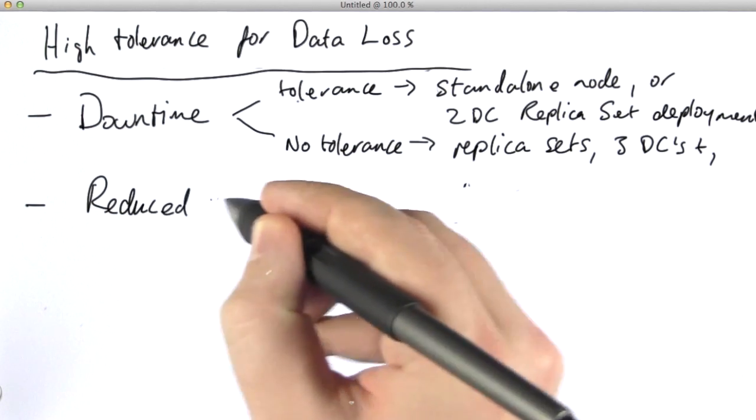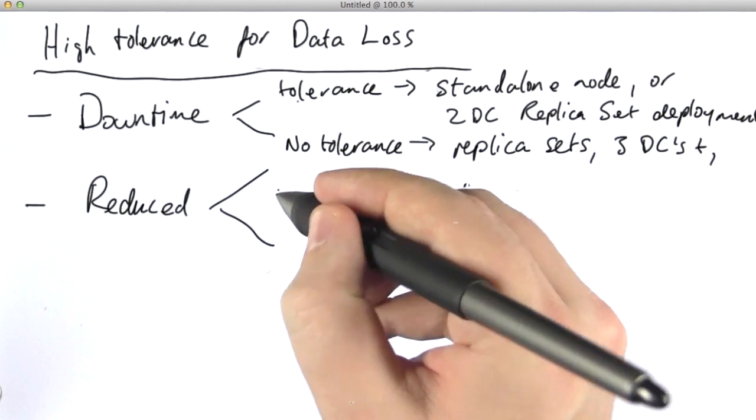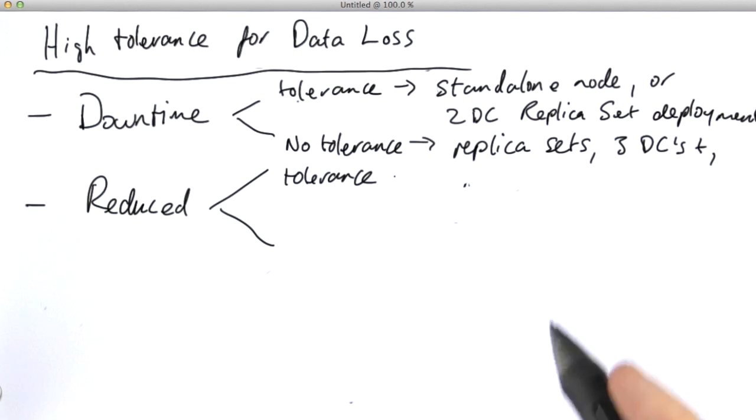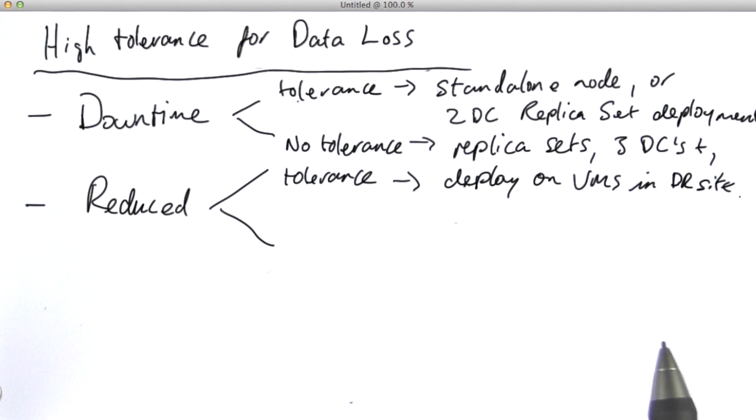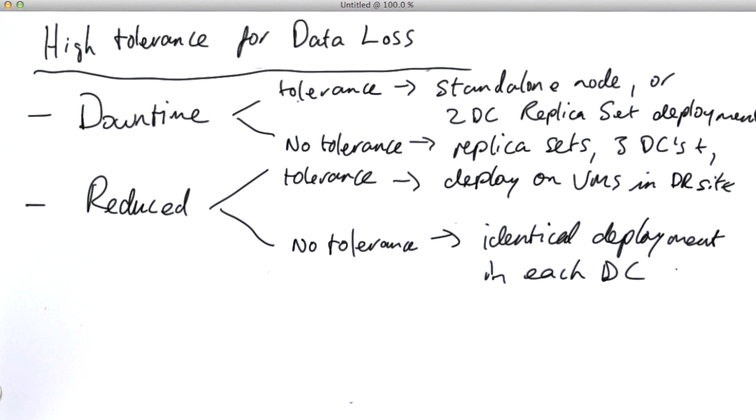As we've seen and explored in the other modules, this is again a branching argument. If you've got a tolerance for reduced capacity, maybe you deploy on VMs in the disaster recovery site, or maybe you deploy on lesser hardware in the disaster recovery site to cut costs. With no tolerance for reduced capacity, you end up with identical deployments in each DC so that the user experience, the application response time, whatever your metric is, is the same even in the failover scenario.